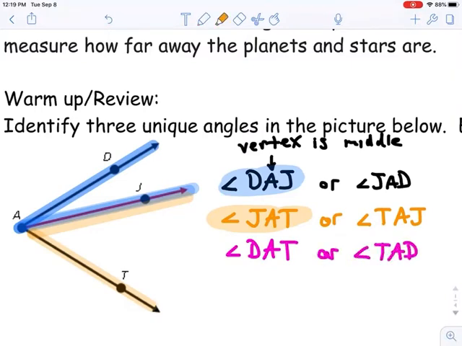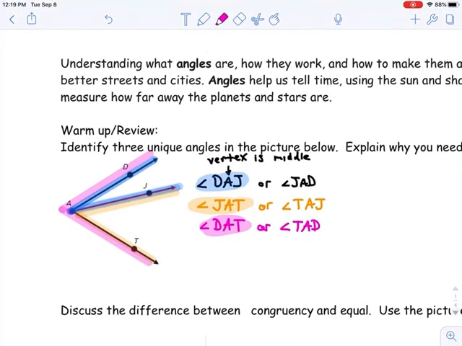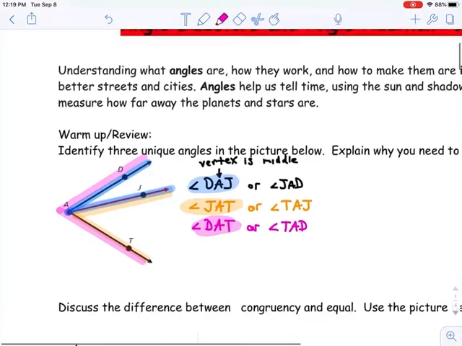So we have to be good at naming angles using 3 letters. We're going to do it the whole year. I know it can be a little awkward, a little quirky, but the quicker you can get good at it, the quicker you're going to have success later down the road.